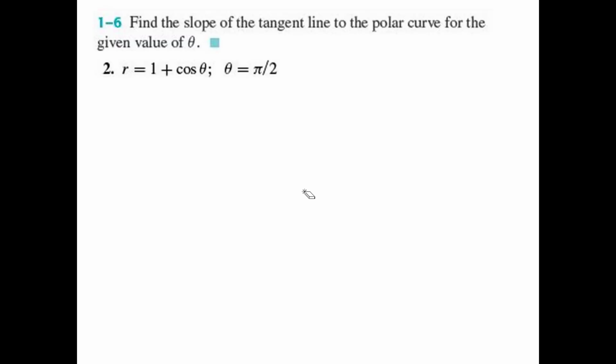So now that we know how to parameterize a polar curve, we can then find slopes of tangent lines. No need to use anything other than what you already know. So find the slope of the tangent line to the polar curve for the given value of theta. Slope of the tangent line, dy dx, right? But y is equal to r, 1 plus cosine theta. Sorry, y is equal to r sine theta, which is the sine of theta plus the sine of theta cosine theta.